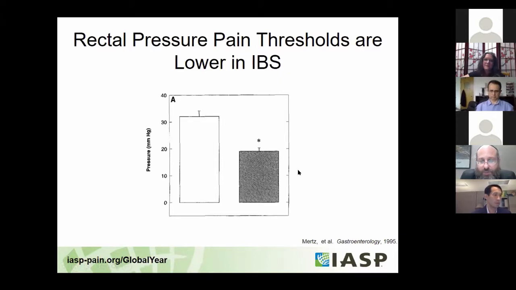So this is work by Howard Mertz. This is 100 people, and roughly, if you apply rectal pressure in people with IBS, so people with irritable bowel syndrome will report pain at a lower mechanical threshold. So essentially, you could call it allodynia if it was a cutaneous stimulus. This isn't a typical stimulus, but lower amounts of pressure produce pain in most people with IBS.